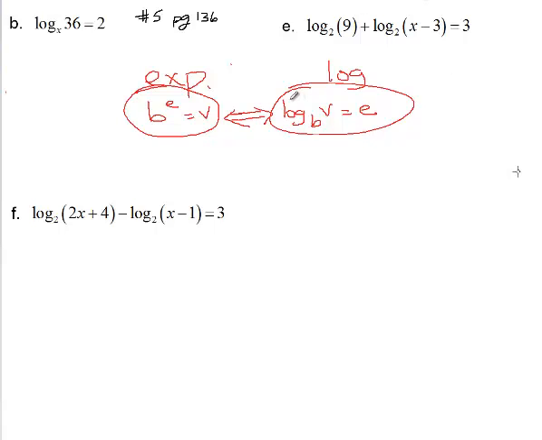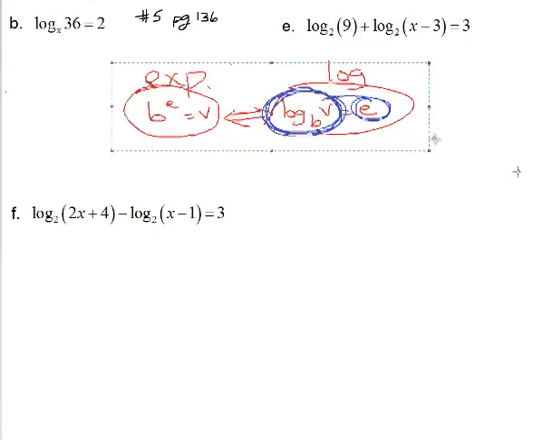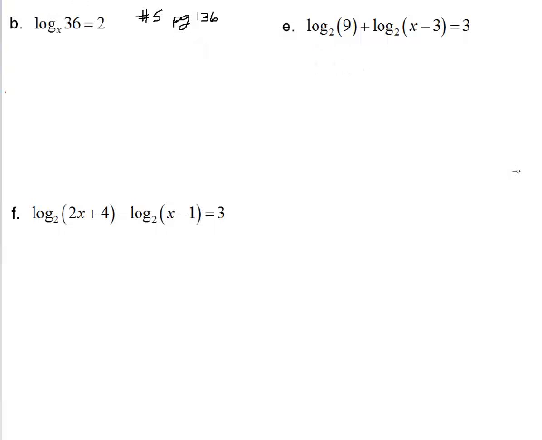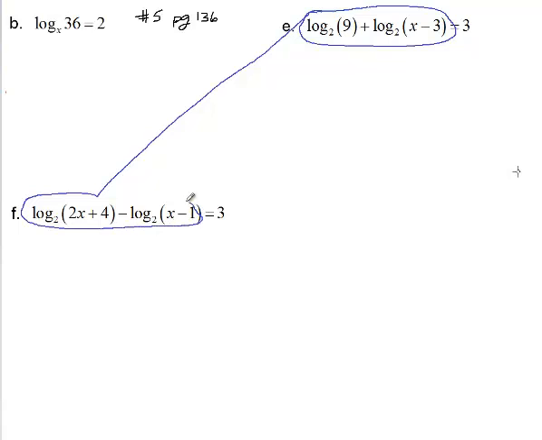However, one other little condition. Notice that we don't use that unless there's a single log on one side equals a number or an exponent on the other side. So that's okay for the first example because it's already a single log. In B we have a single log. However, for E, what do you notice? Two logs. So we're going to have to make that a single log first before we switch to exponential form. Same thing down here. Look at this one. We have two logs here. So we're going to have to make it a single log first before we can switch to exponential form.